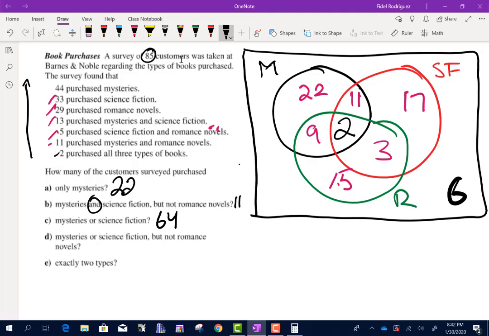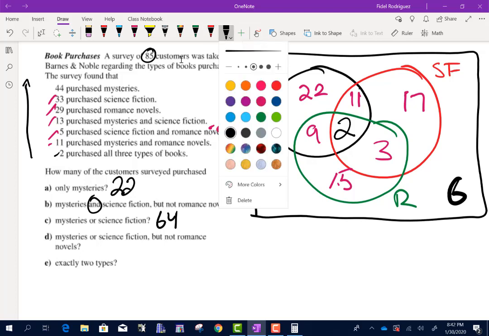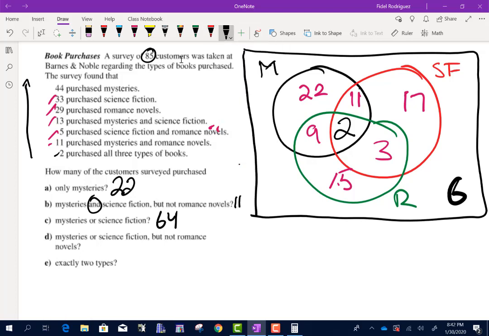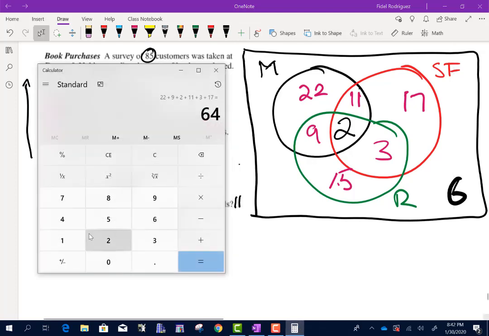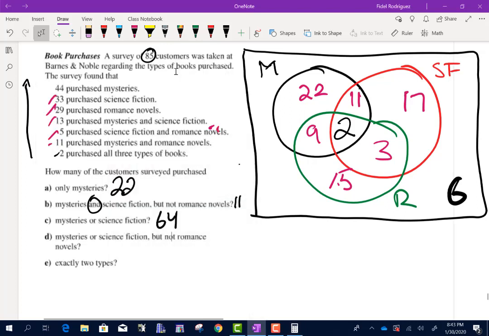Okay. Now, part D says mysteries or science fiction. Okay, so guys, remember mysteries or science fiction means let's take everybody in the black circle. Let's take everybody in the red circle. But we don't want the ones in the green. Okay? So we're only looking at 22, 11, and 17. So we'll go 22 plus 11 plus 17, 50. Okay?